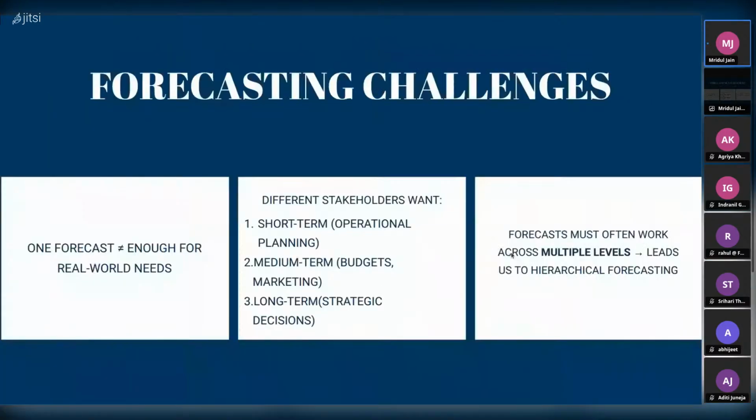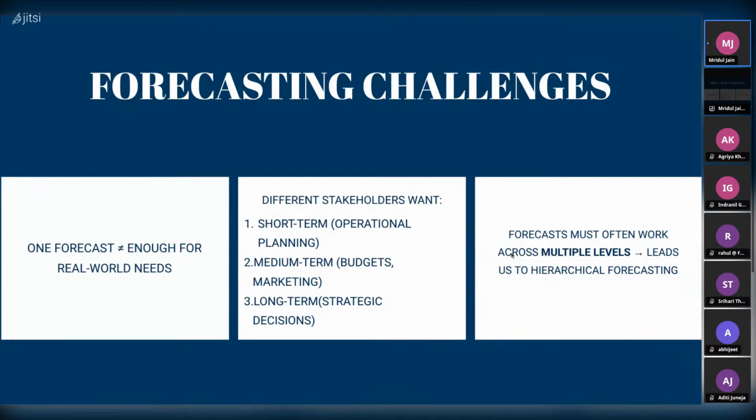Now, what are the challenges we face during forecasting? You can see that one forecast is not actually enough for real world needs. The real world data sets are kind of messy and fluctuating. You can't have a single monotonic pattern being followed in the real world data sets. So a single forecast does not make any sense in that context.